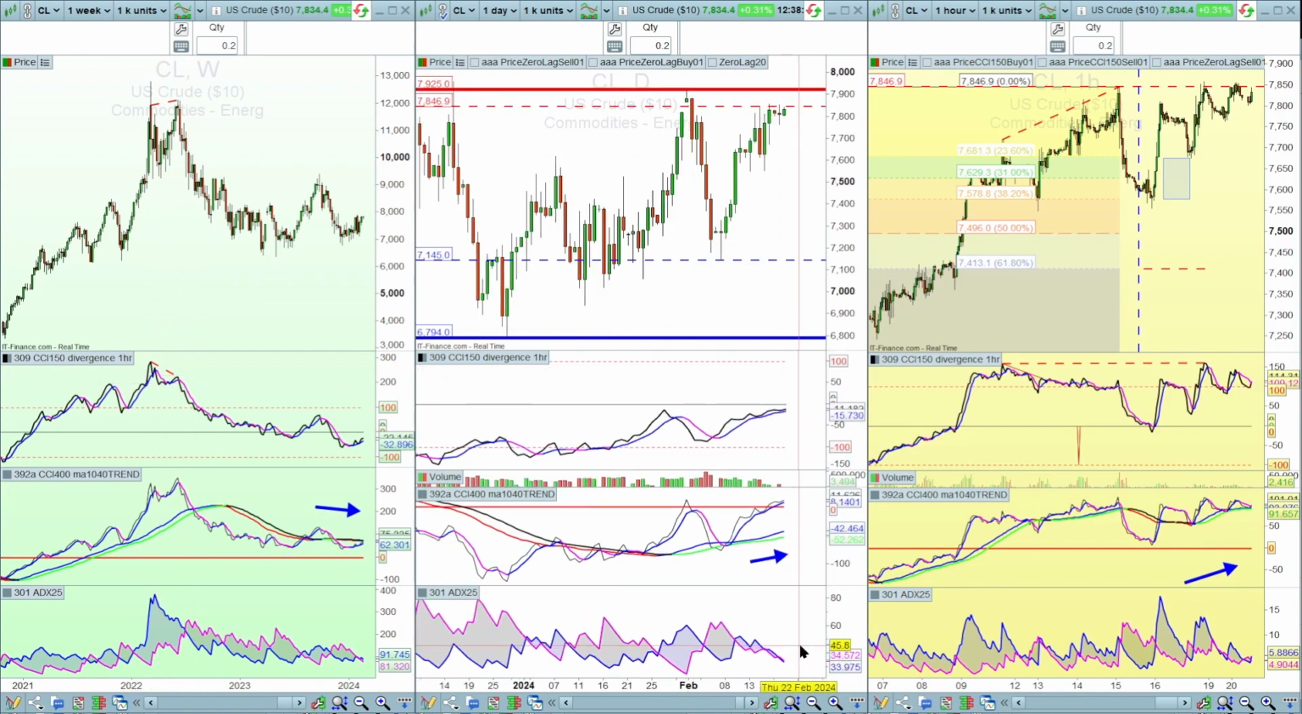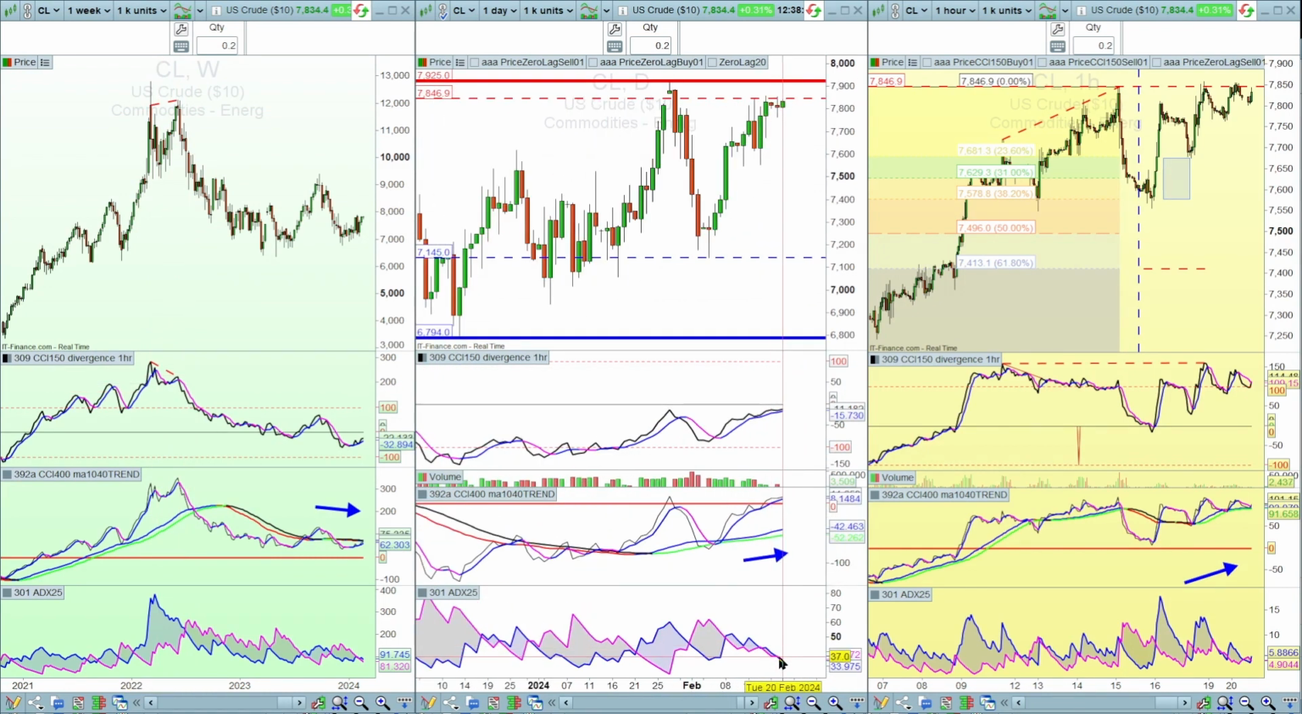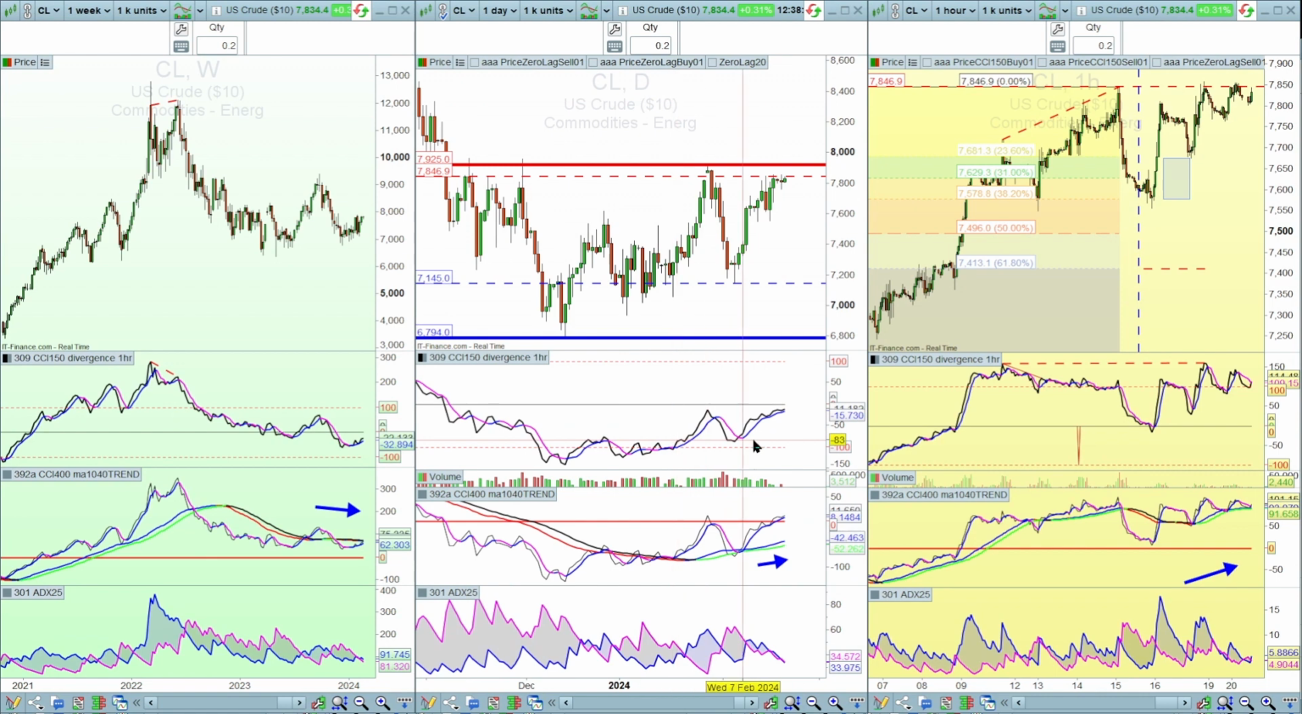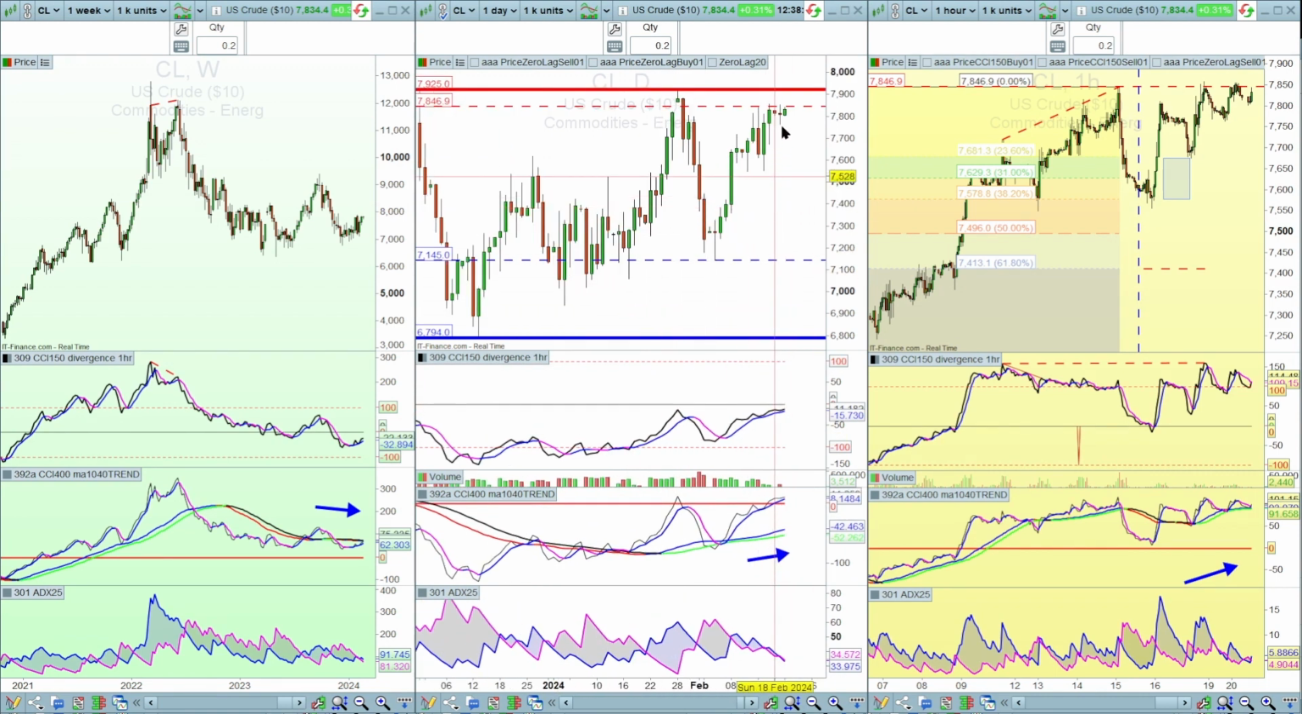On the daily, we're somewhat, I suppose, bearish, ever so slightly, but it's actually made a bit of a retrace to the upside with this CCI 400 as well, and the CCI 150 is moving in line with the price. It's hit this minor resistance at 78.46, and it's making a little bullish movement today as we speak.